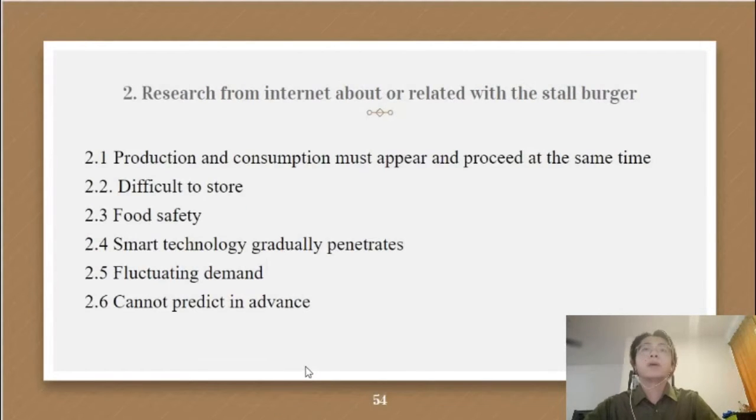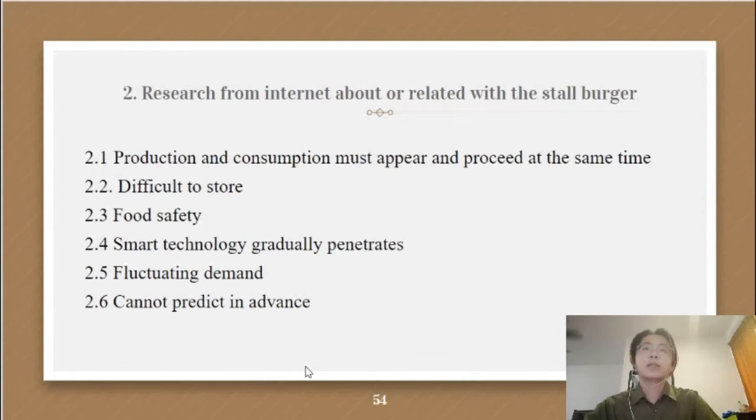And for the second part, the research from the internet about how it relates with street-style burgers, there are 6 points. The first is that production and consumption must appear and proceed at the same time. As we all know, the food maker can only make the food after the customer has ordered, so it's hard to cook the food in a perfect number, not too high or too low.